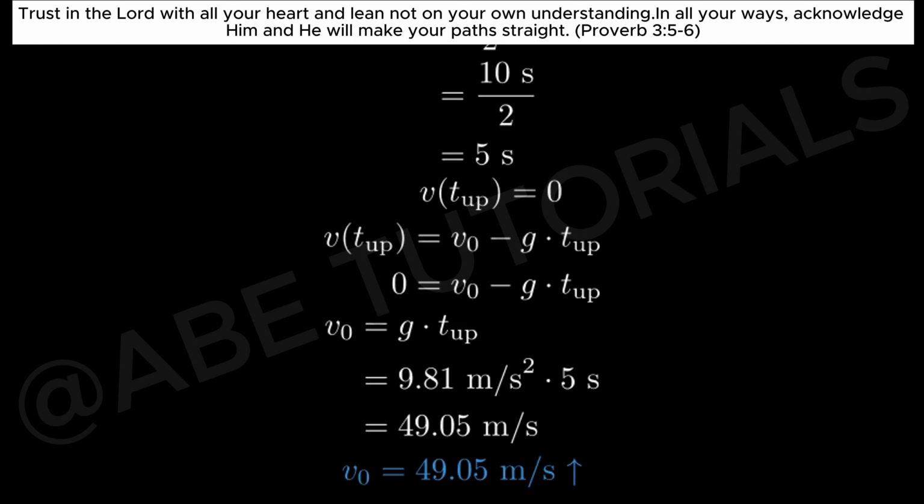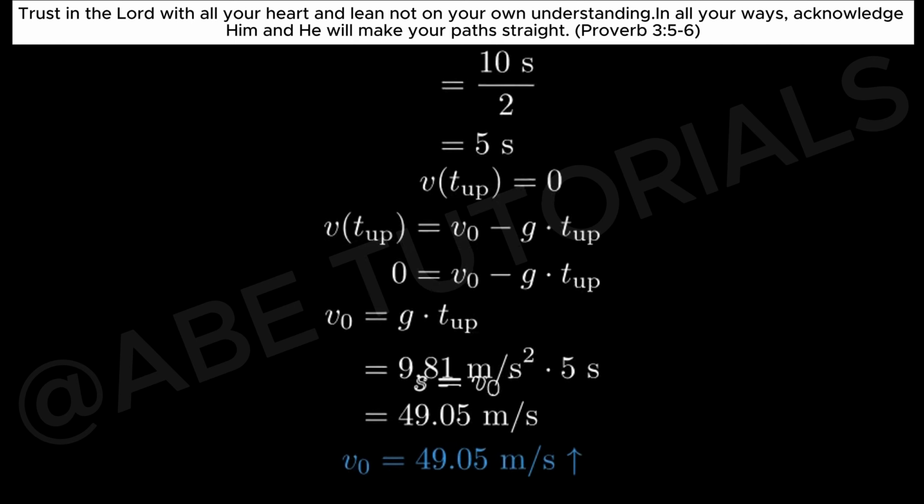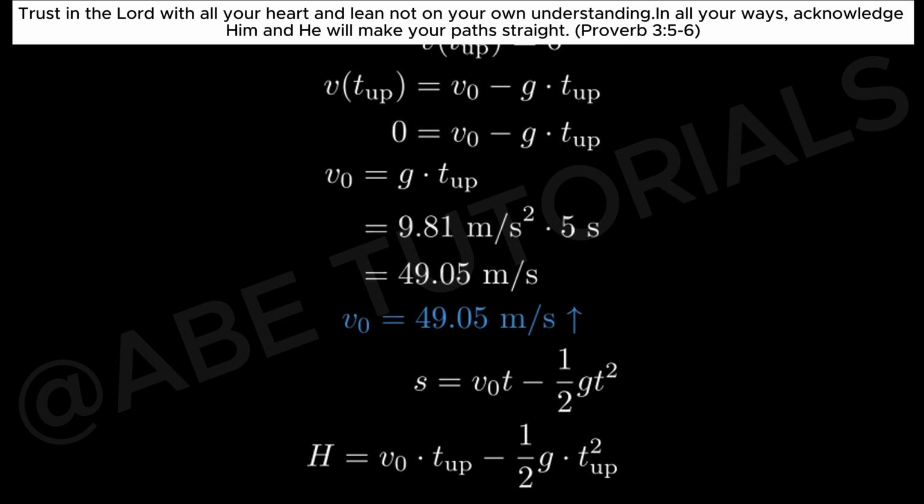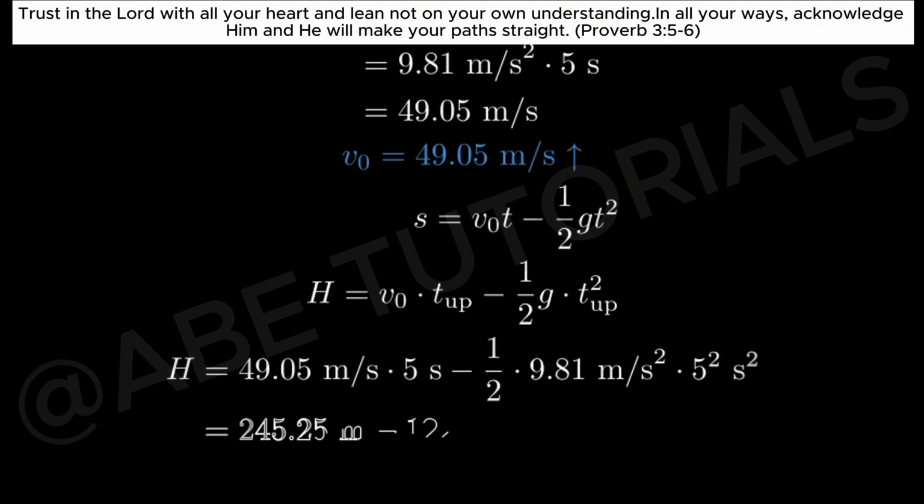Now, let's find the maximum height reached by the stone. We can use the position equation. s equals v0 times t minus 1/2 g t squared. The maximum height h is the position at time t up. h equals v0 times t up minus 1/2 g times t up squared.